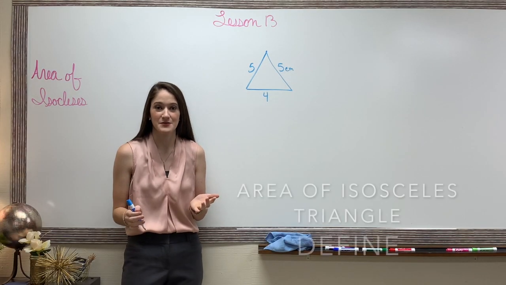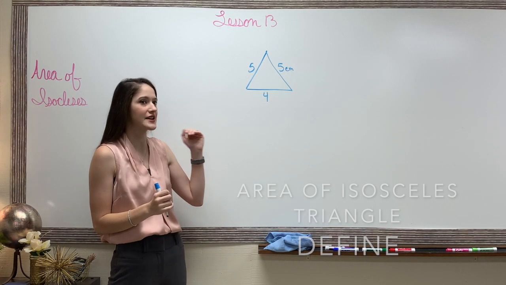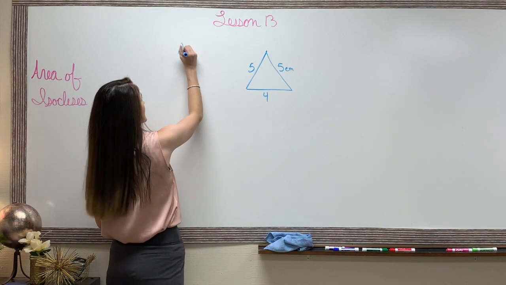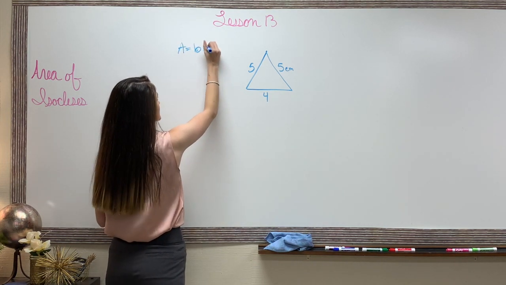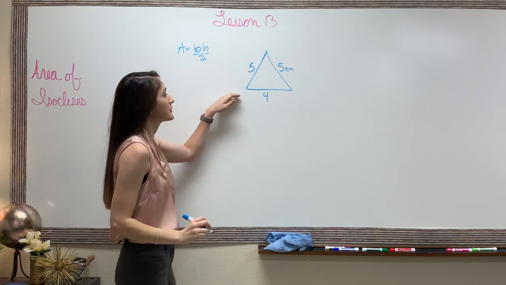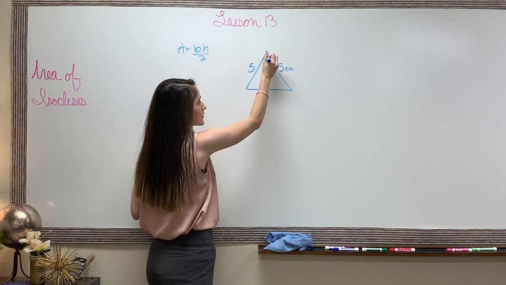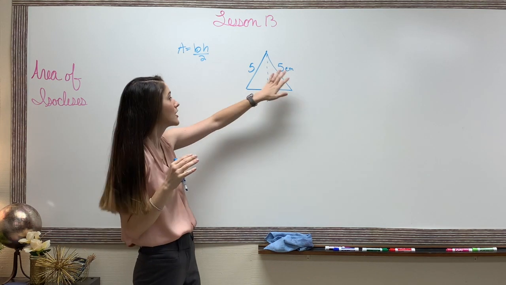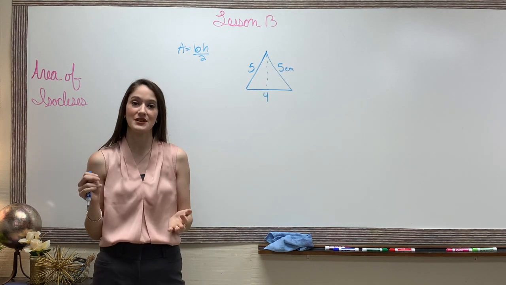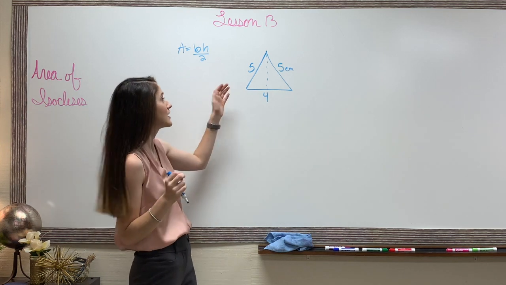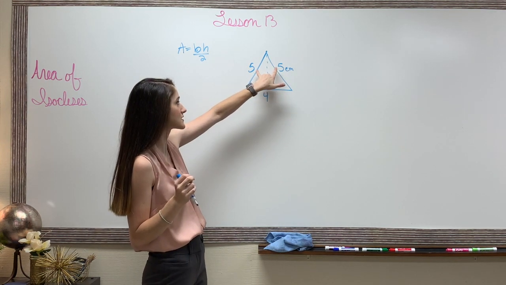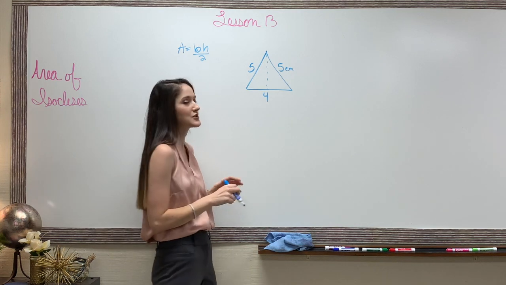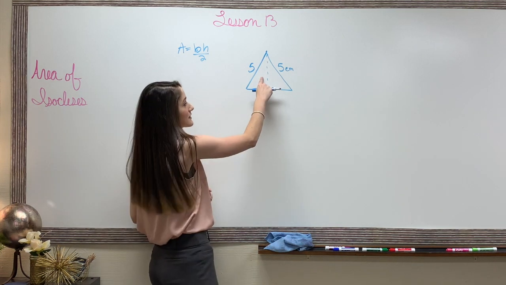The second concept in this lesson is finding the area of an isosceles triangle. And we know that our formula is area equals base times height divided by 2. We know that our base is 4, but we don't know what our height is. We know that the sides are 5, but we don't know the height. But since this is an isosceles triangle and we have our two equal sides on top like this, we can use the Pythagorean theorem to find this missing side.